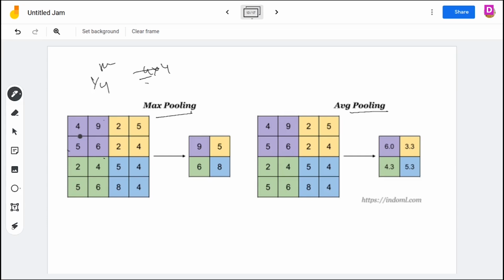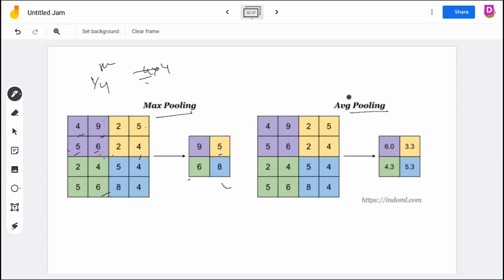What happens in max pooling is it takes the nearest neighbors of a particular number. So you have 4 here, and the nearest neighbors 9, 6, 5, and we find the largest pixel value and we keep it. The rest is all discarded. In the same way here we have the largest value of 5, so 5 is taken, the rest is discarded. In the same way we have 6 here, that is taken and the rest discarded, and 8.